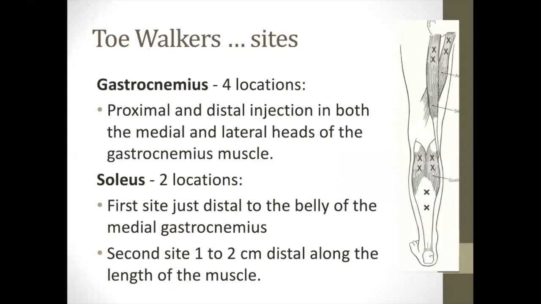So in toe walkers, there are 4 locations in the gastrocnemius. These are 1, 2, 3, 4 in the heads. It should not be given in the tendon, but near the neuromuscular and neurotendinous junctions. In the soleus, because it is central, the first dose should be given just below the medial head, and then 2 centimeter, 1.5 centimeter, depending on the length of the child. But you must pull the plunger out to check that it is not in a blood vessel, and then you inject. So soleus 2 locations, 4 locations in the gastrocnemius.